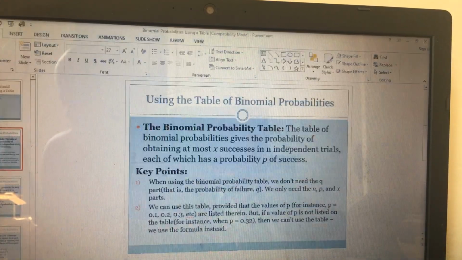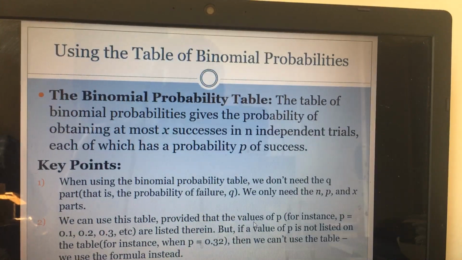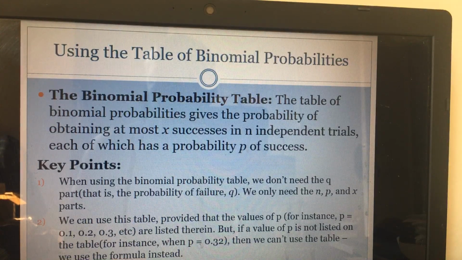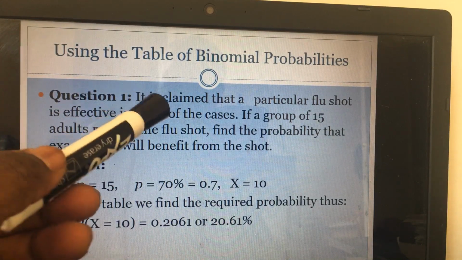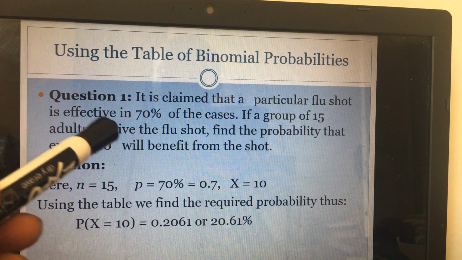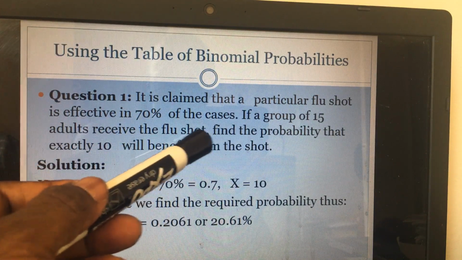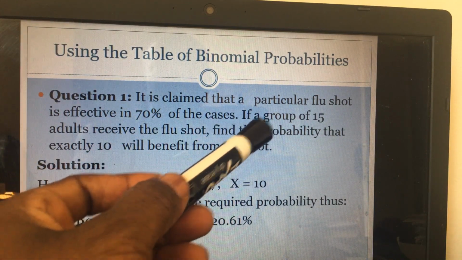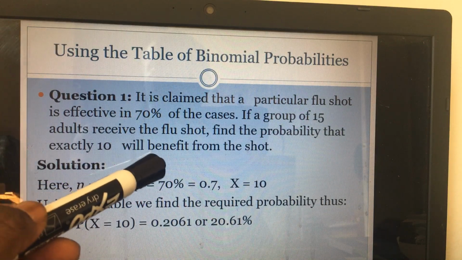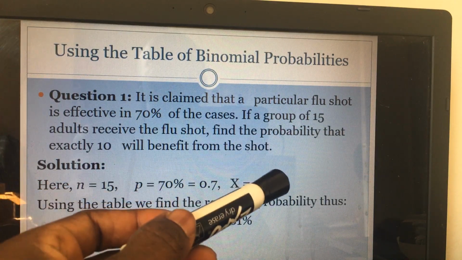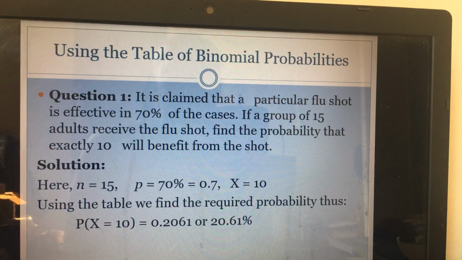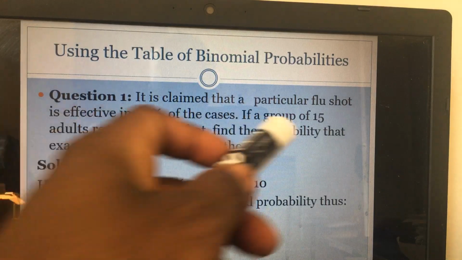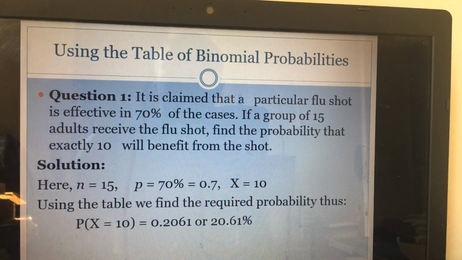So let's go back and begin our work. Enough of the principles. Now let's look at the application. Question 1 says, it is claimed that a particular flu shot is effective 70% of the time. If a group of 15 adults receive the flu shot, find the probability that exactly 10 will benefit from this shot. So it said a group of 15, so our n is 15.